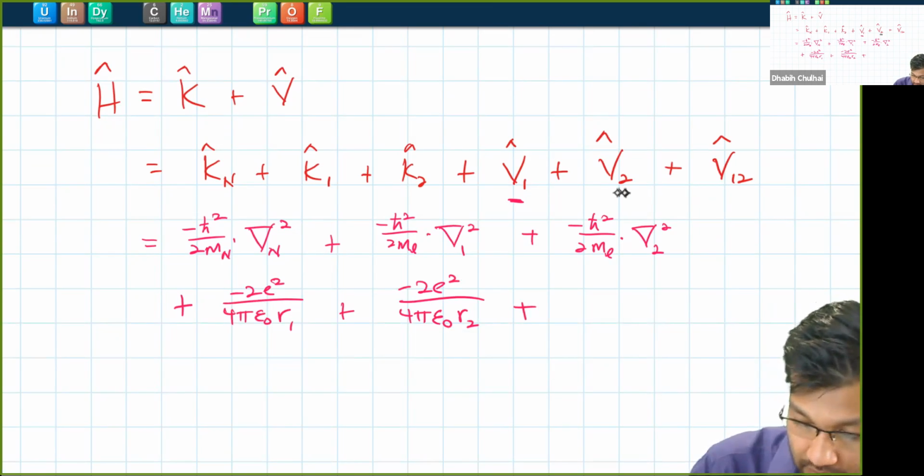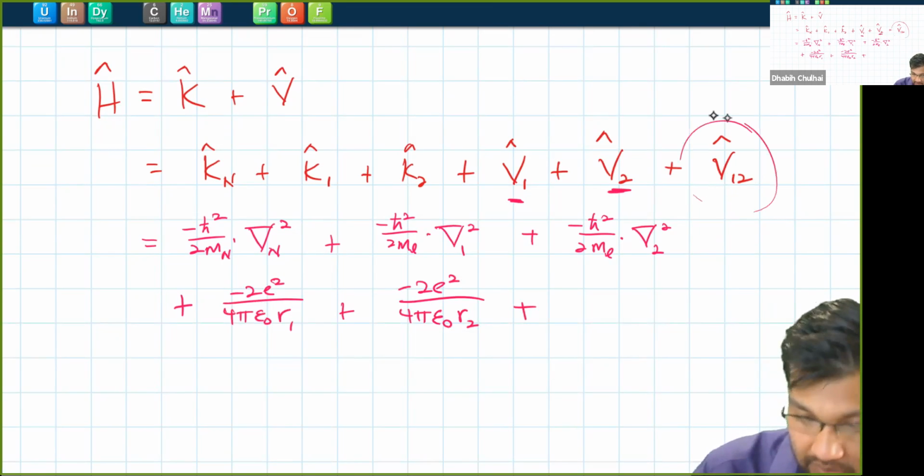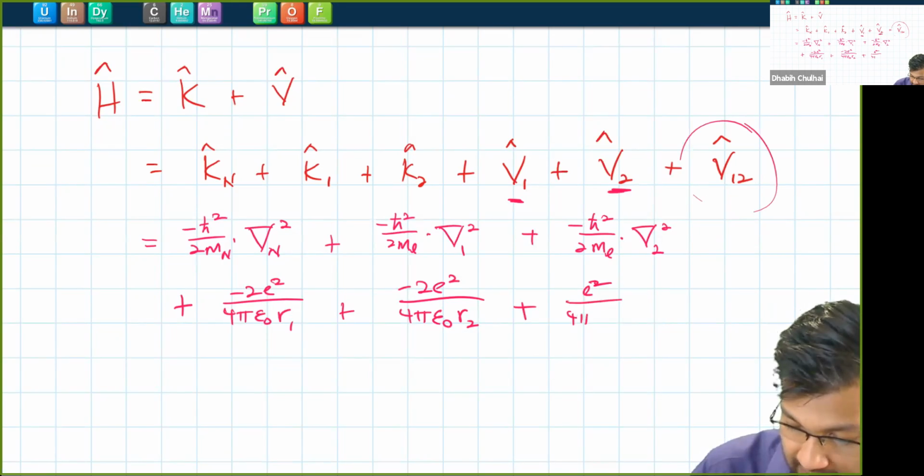So that's V2. And now we need a potential between the 2 electrons. So electron 1 has a charge negative e, electron 2 has a charge negative e. So you multiply those 2 together and you just get e squared. So it's e squared over 4 pi epsilon naught, and the distance between the 2 of them we say is r12.